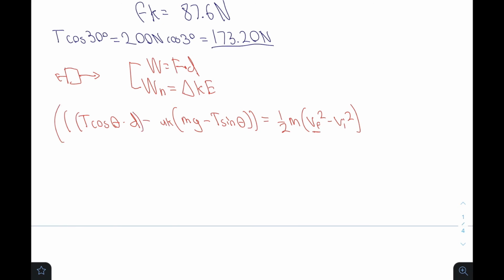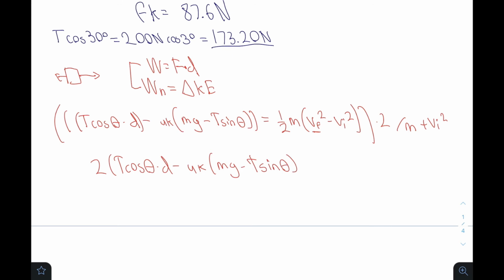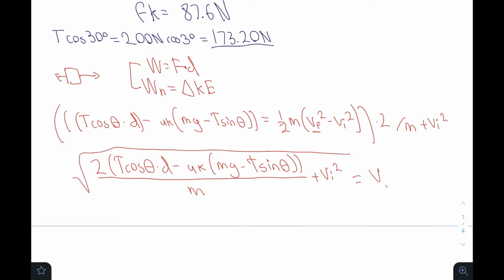We'll multiply everything by 2 on both sides, divide by m, and then add v initial squared. So we'll do that right now. 2 T cosine theta times d minus coefficient of friction times mg minus T sine theta, all divided by m, adding the initial velocity squared, and then we're going to isolate v final by square rooting both sides, and this will be the final equation.